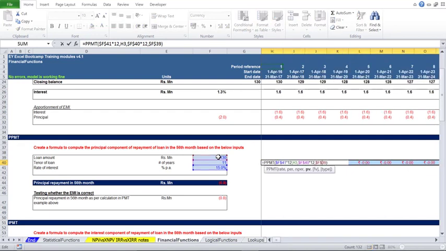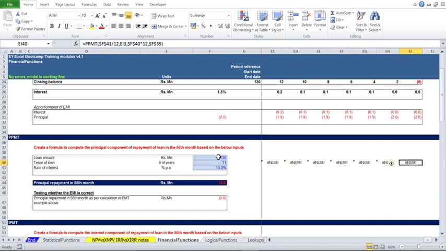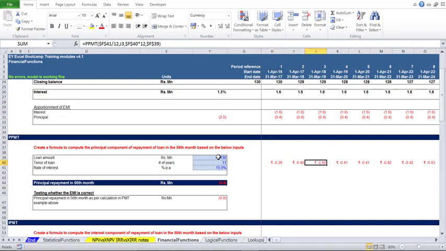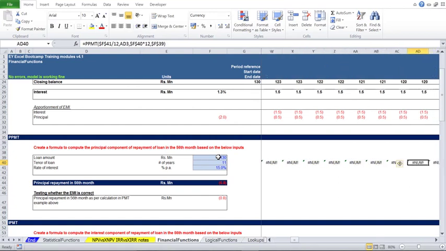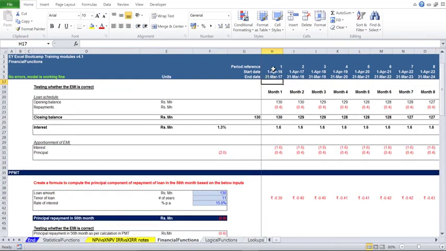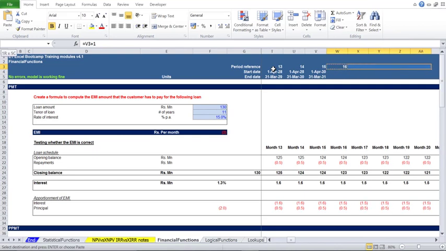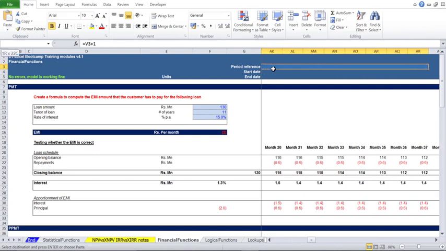One correction, the rate to be converted into a monthly rate has to be divided by 12. And there we go. This is the principal repayment of each of rupees 130 loan for 11 into 12 periods. Let's just, for this example, extend the time up to 11 into 12, 132 periods.